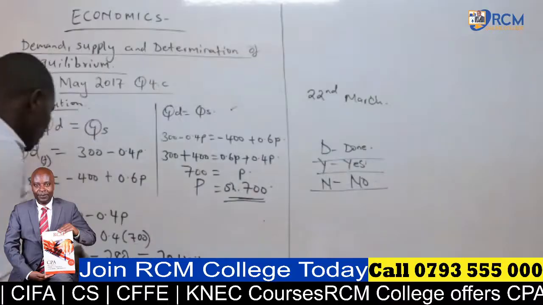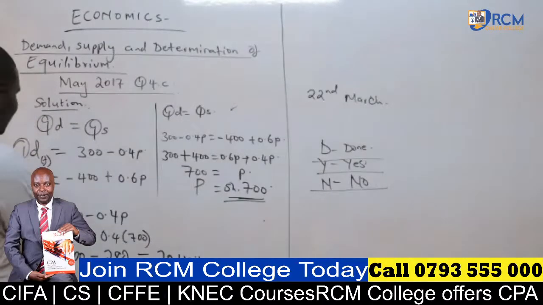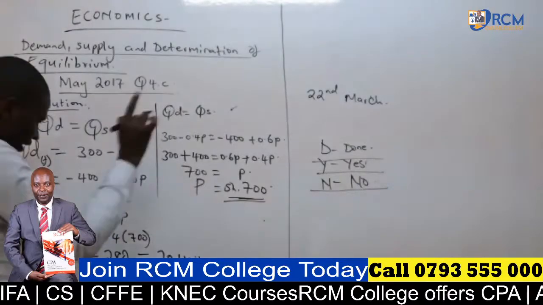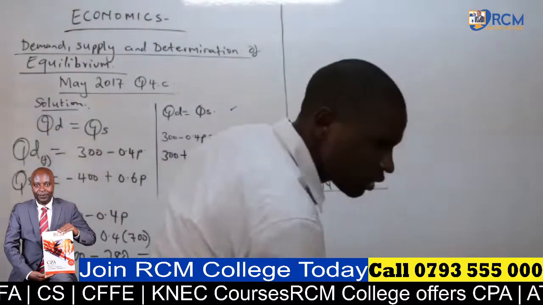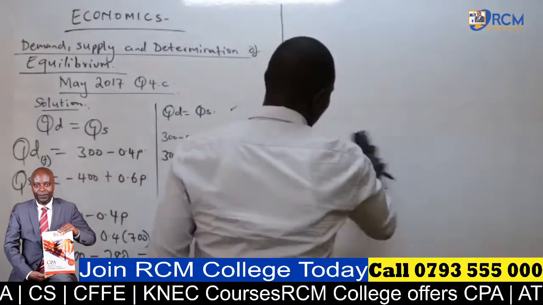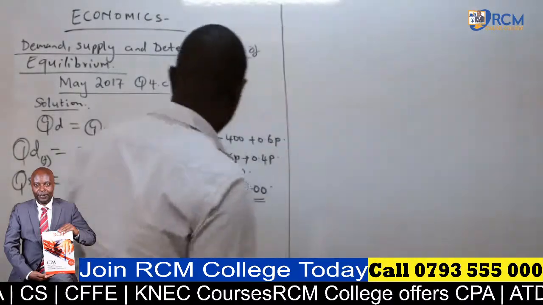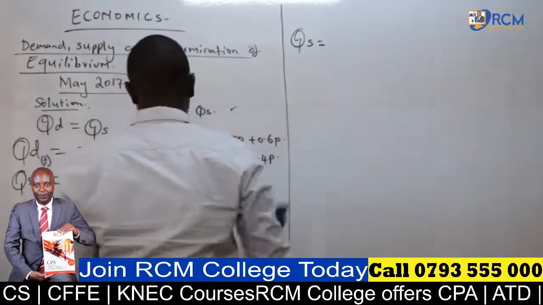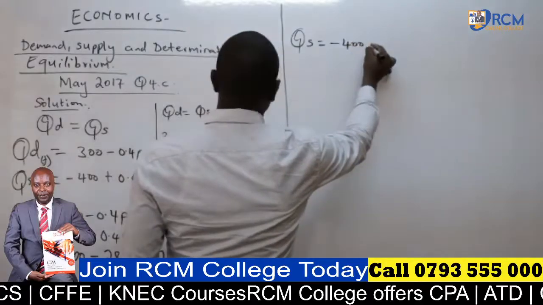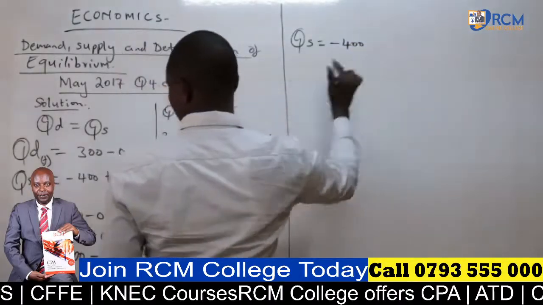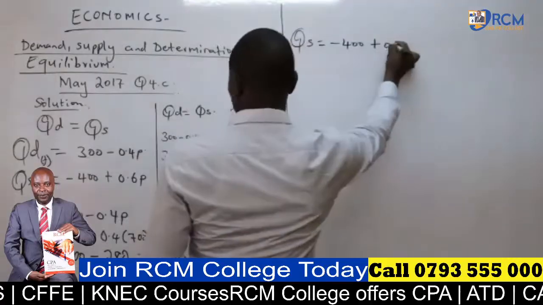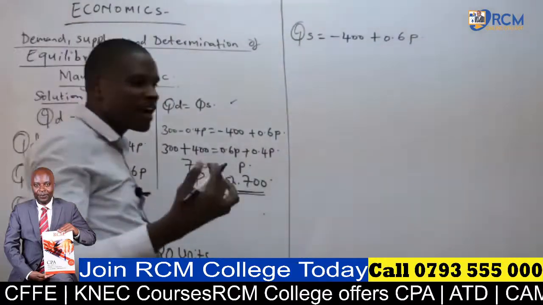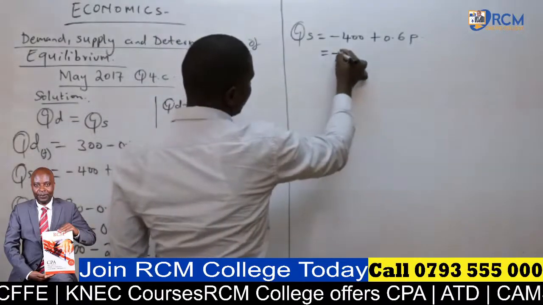If you look at the function of the quantity supplied, if we replace our P with 700, let's check whether we're going to get the same thing. Quantity supplied will be equal to minus 400 plus 0.6P. I'm happy because I know the value of P.